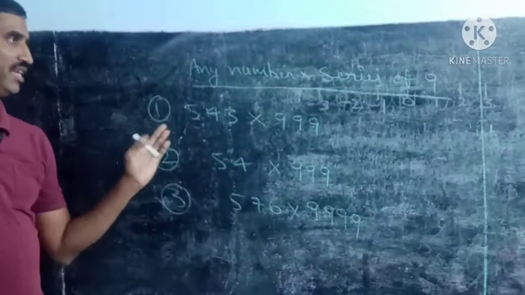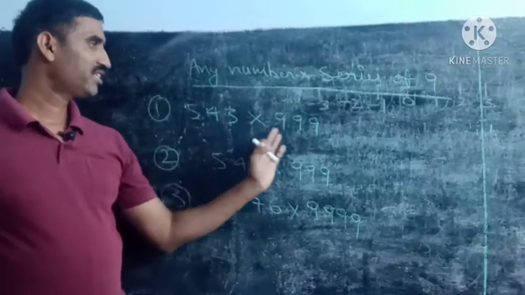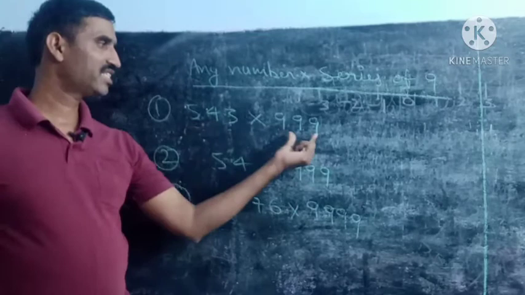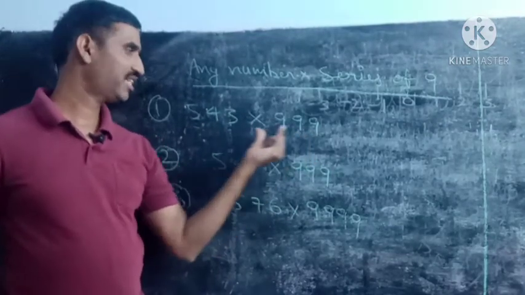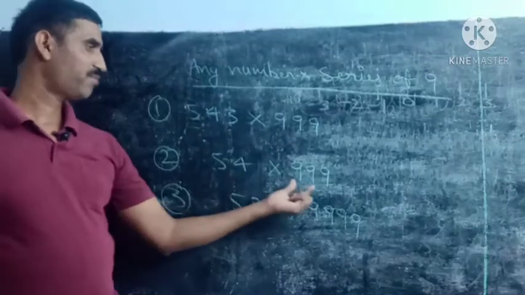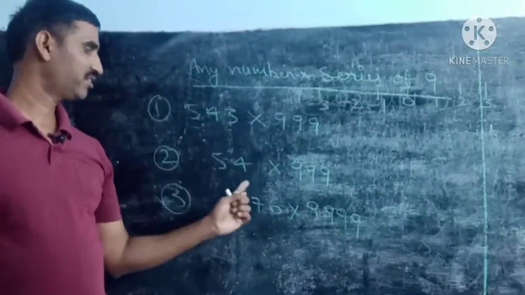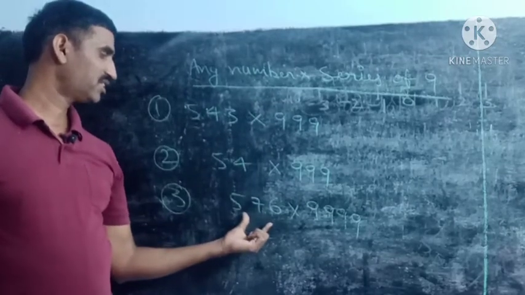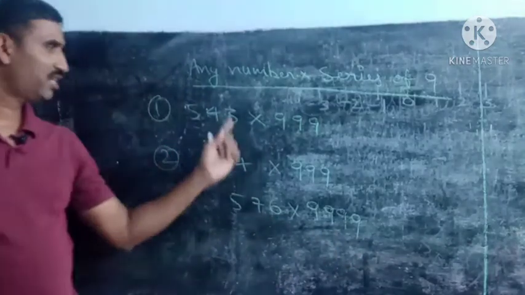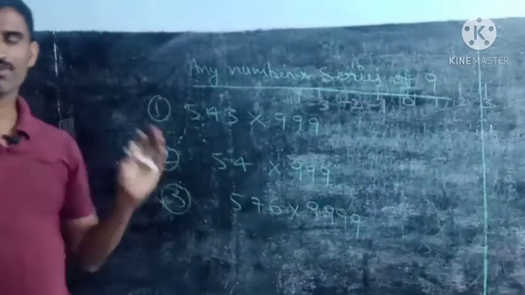So here, any number multiplied with a series of 9s. For type 1, 543 into triple 9: this number has 3 digits, this number also has 3 digits. The number of digits is equal. Second case: the number of digits is 3 here, 2 here. This is different. Type 3: the number of digits is 3 here and 4 here. So these are the three models of any number into a series of 9s.